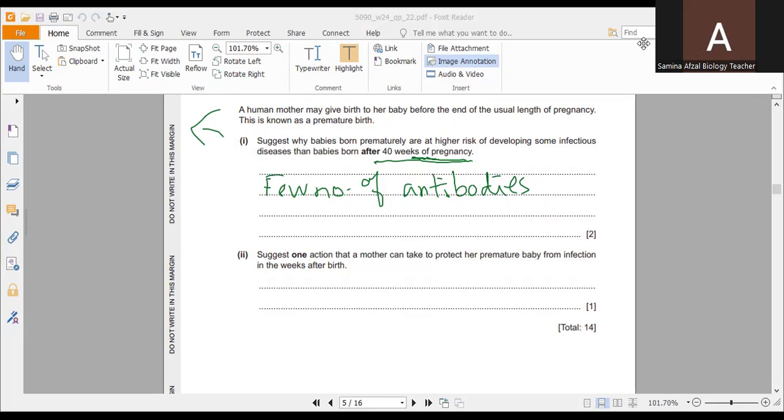So, reduced transfer of antibodies across the placenta.